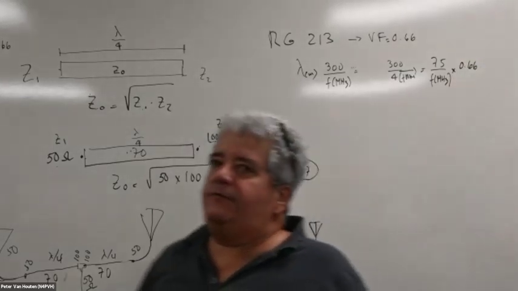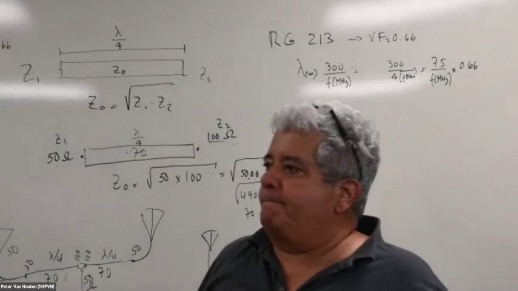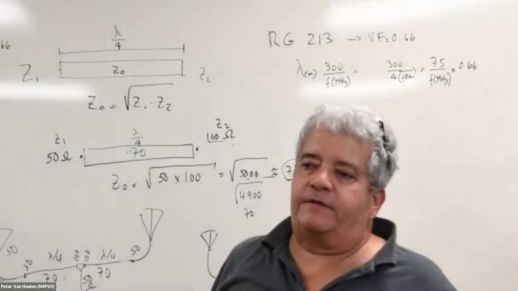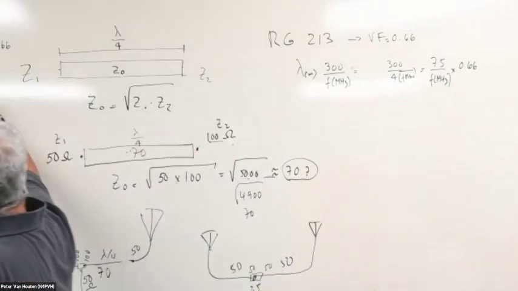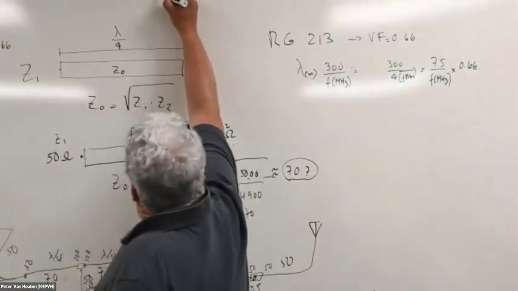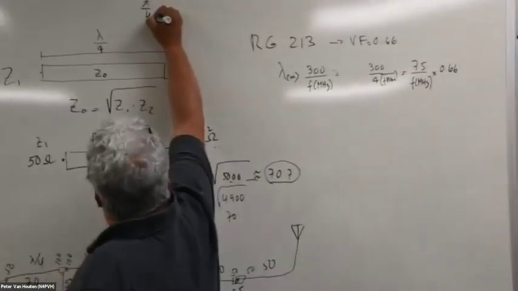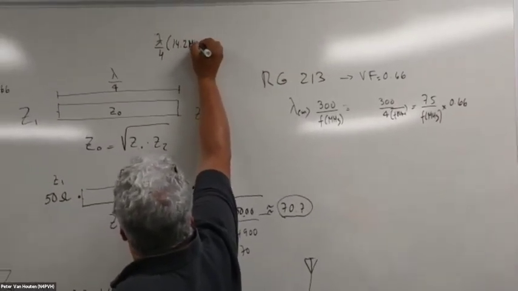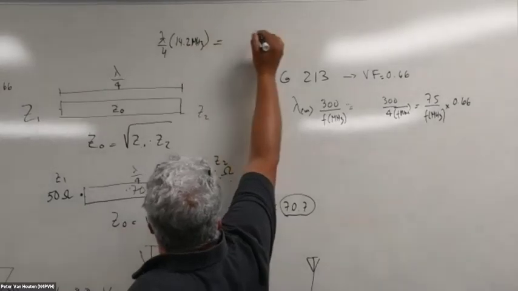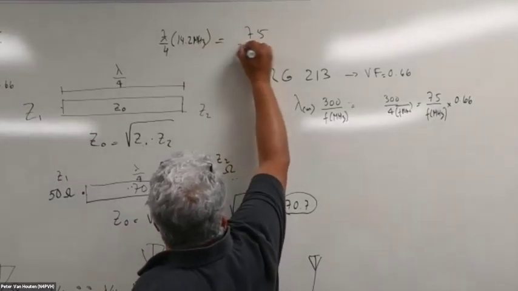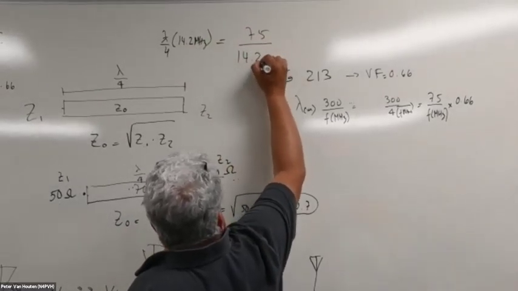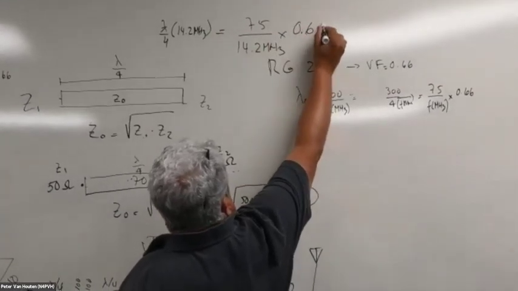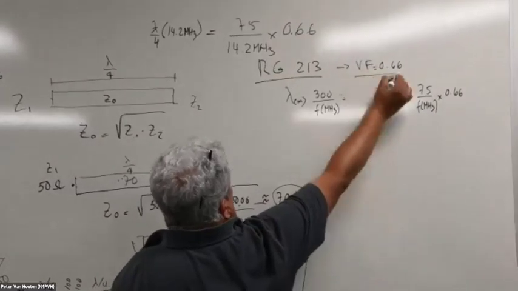So let's say I want to do a line that is a quarter wave for 14 megahertz, more or less. Then I would do a quarter wave for 14 megahertz, let's say 14.2 megahertz, which will be 75 divided by 14.2 megahertz times the velocity factor of the RG213, which is 0.66.